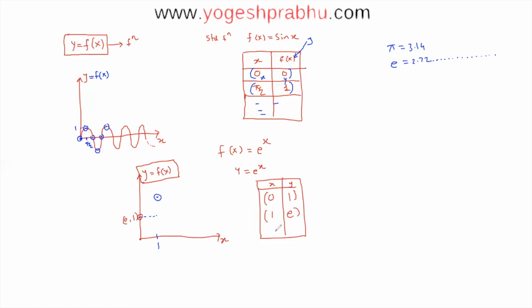Put 2 and then it becomes e squared. Do you see if I put 2 here, y becomes e squared. And e squared is going to be square of this, which is going to be way bigger. It's going to be somewhere here. So if I just connect the dots, I get a function something like this. So these are basically standard functions.